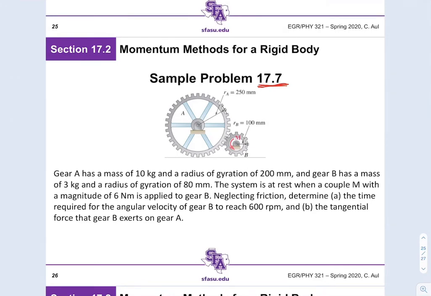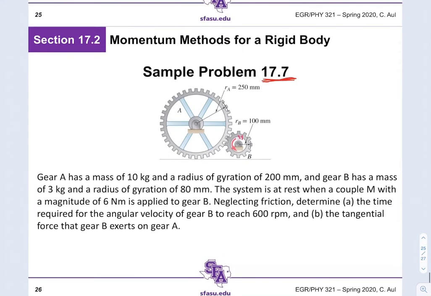Last class we worked through sample problem 17.8. This might have been a mistake in the last video; I might have called it 17.7. I do want to work out problem 17.7 today. The reason is that we're going to work a homework problem afterwards, and this helps to set the framework for how we can analyze the homework problem. So that should hopefully help with your homework for at least section 17.2.